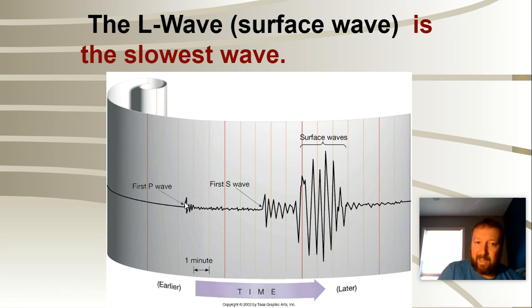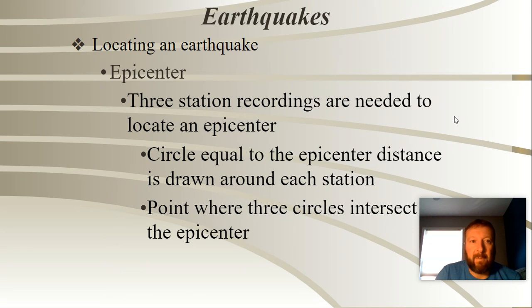P waves, again, travel through solids, liquids, and gases. S waves only travel through solids. And surface waves are only at the surface, and they're going to be the ones that cause the most damage.